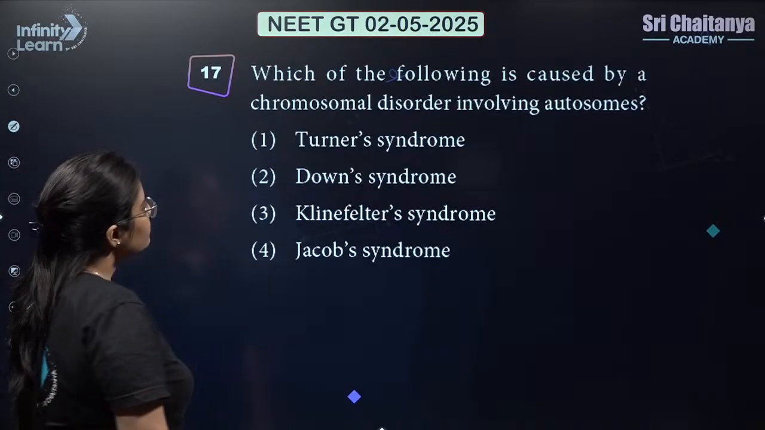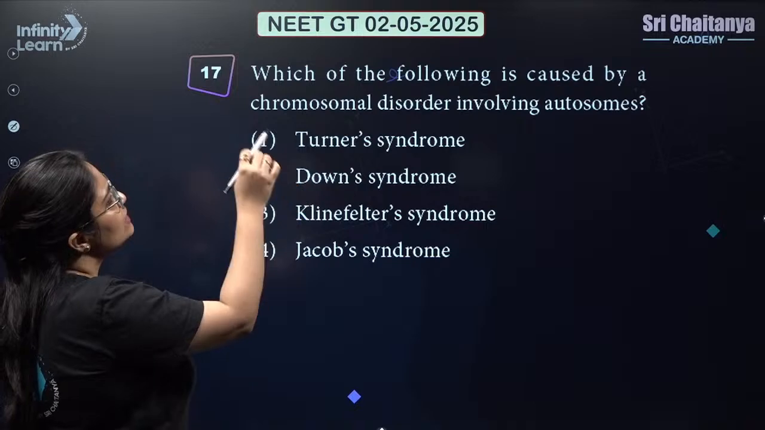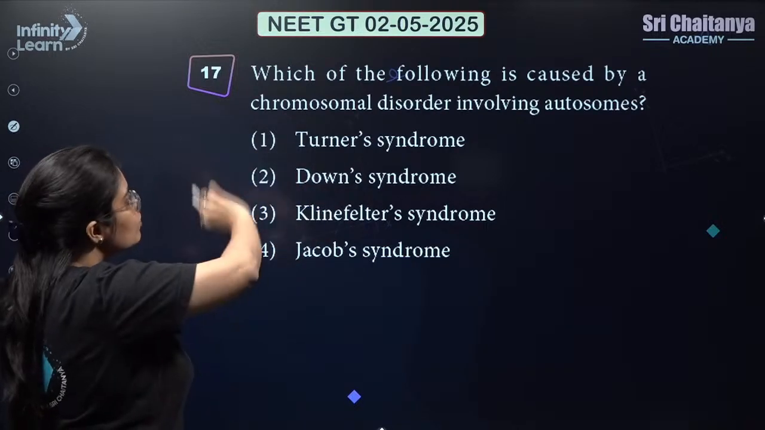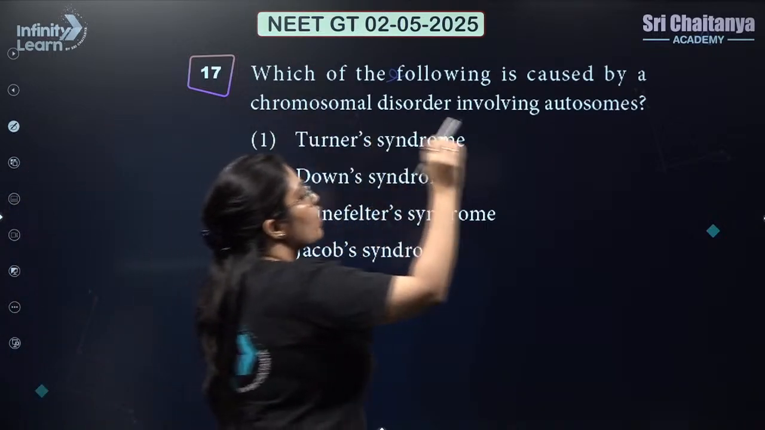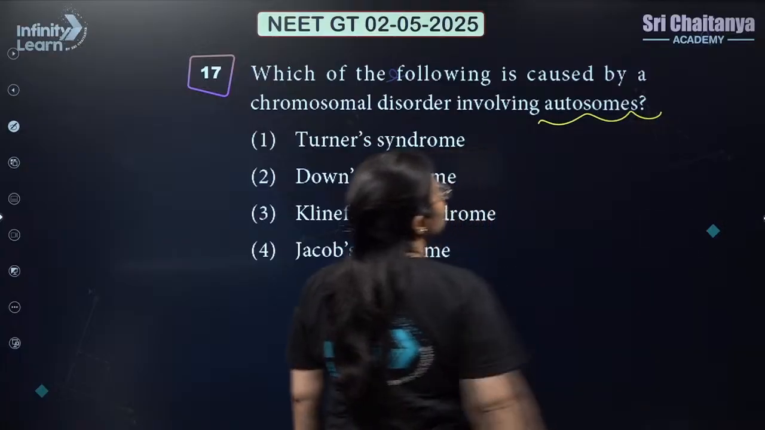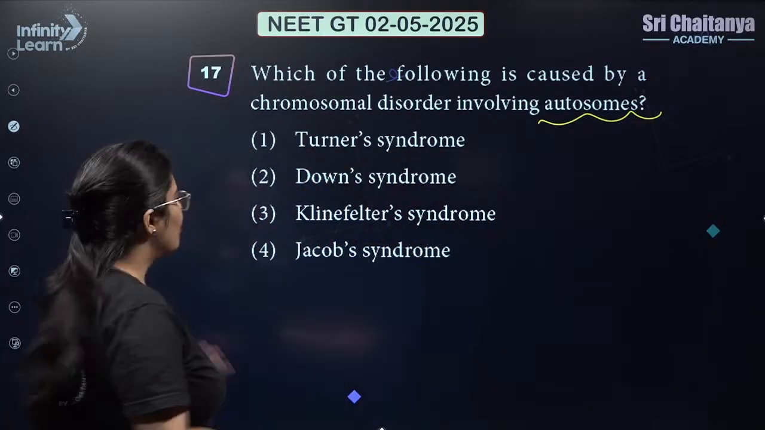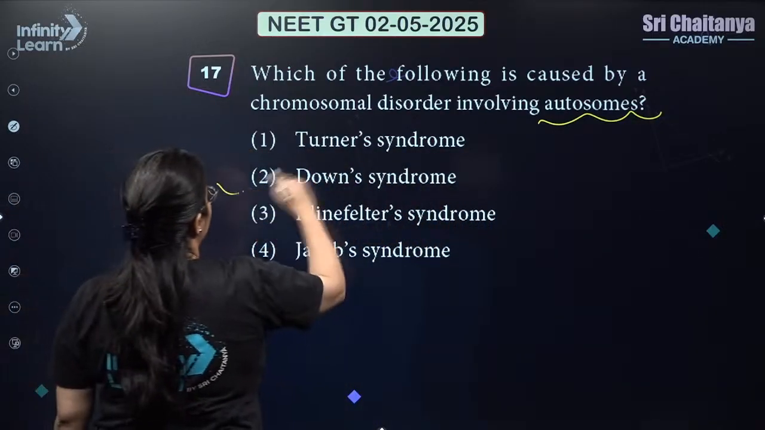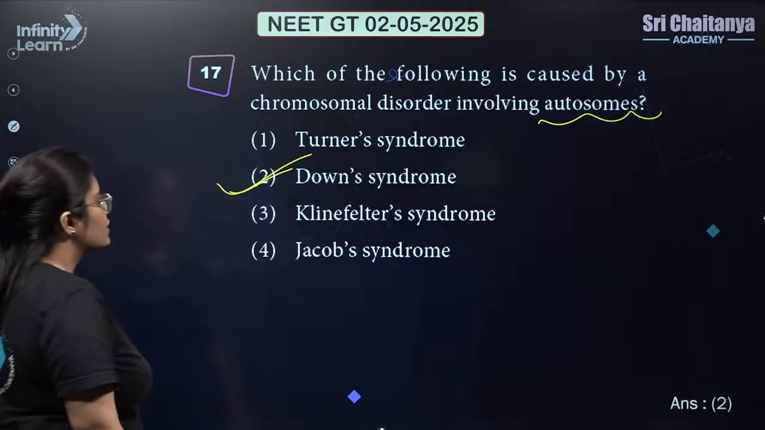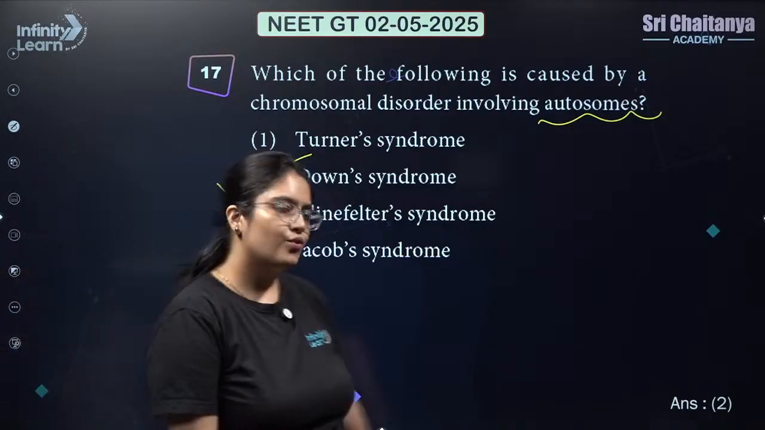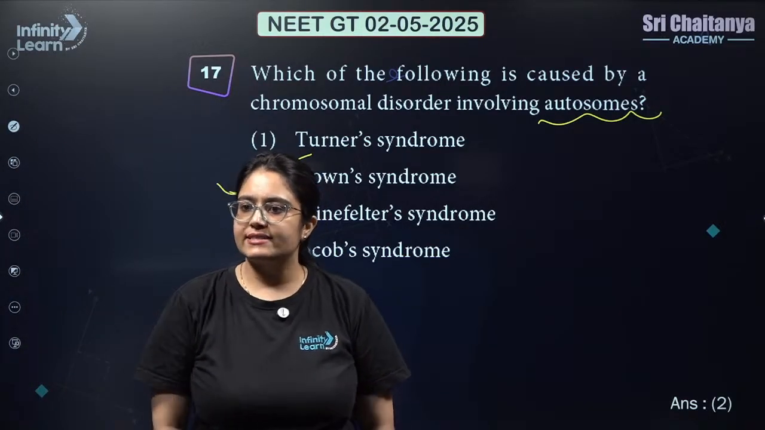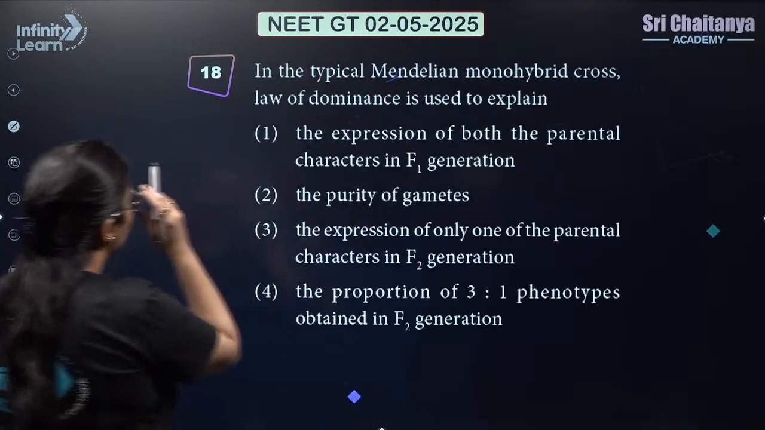Next. Which of the following is caused by a chromosomal disorder involving autosome? So, here is your answer. Involving autosome. Very simple. Down syndrome. So, your correct answer is 2. Down syndrome. Yes, excellent. Next question on your screen.